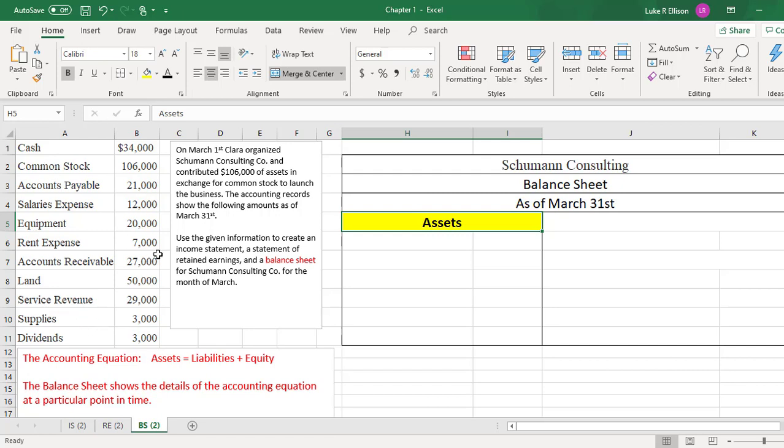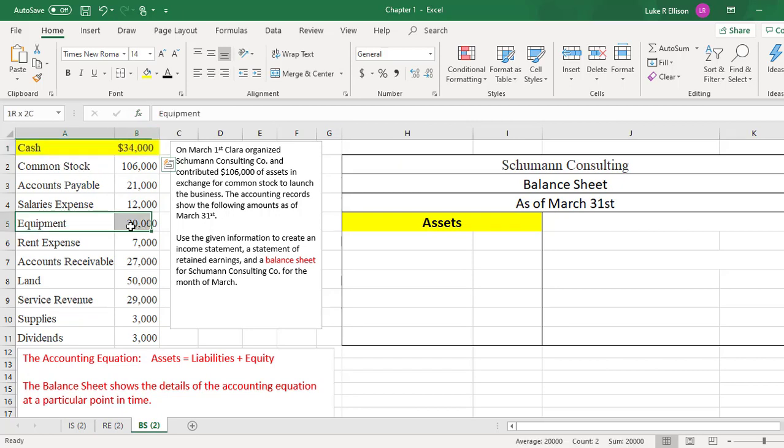Alright, so assuming you gave that a shot here, going through the assets, first we have cash. So I'm going to highlight that. That's definitely something that the company owns or controls. We've also got equipment right here. We've got the accounts receivable. Now that one might be a little bit more tricky if you're not familiar with it. That refers to money that other people or other companies owe you. So you have a claim to that cash, so therefore we're going to consider that an asset. And we've got land right here, definitely something you own or control. And we've also got supplies.